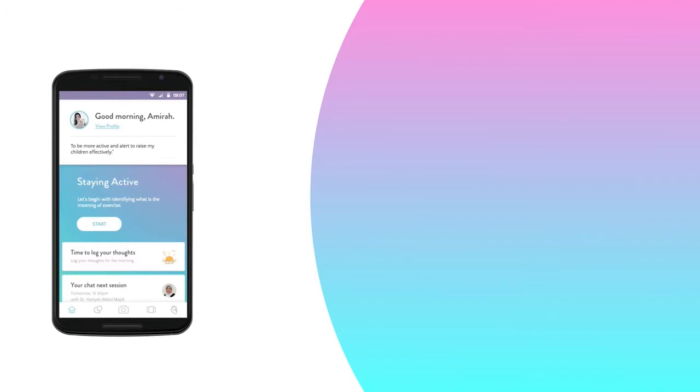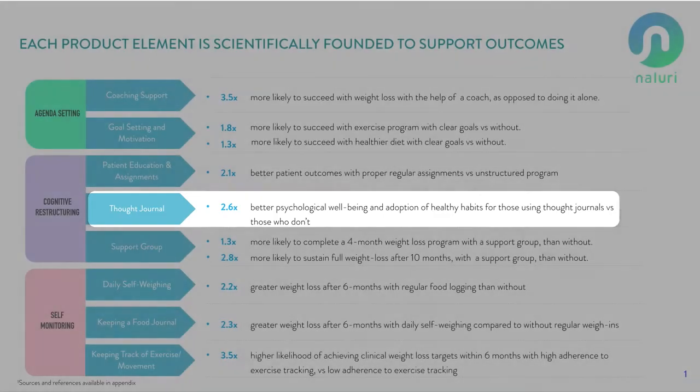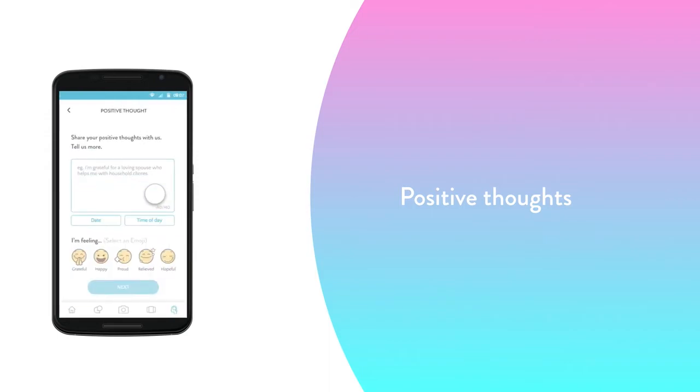The next module is our thought journal, a signature feature of Naluri. Research shows that users are 2.6 times more likely to achieve psychological well-being and succeed in adopting healthier habits through the use of journals and cognitive behavioral therapy worksheets. There are 3 features in Naluri's thought journal. First, positive thoughts that act like a convenient digital gratitude journal where you can also share the big or small positive events with your support group.